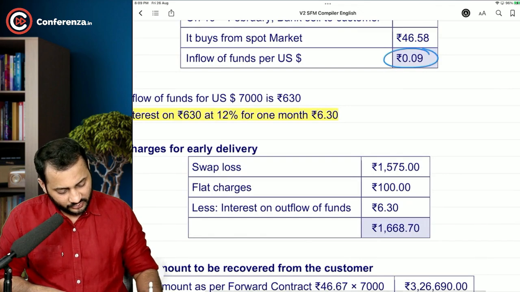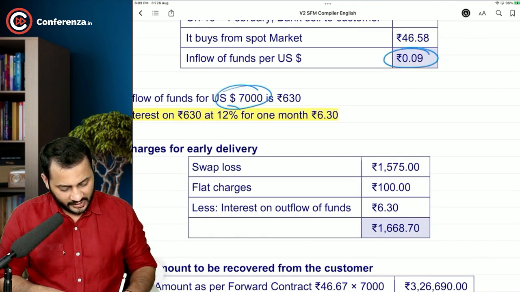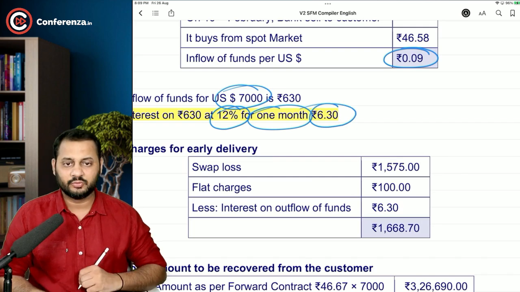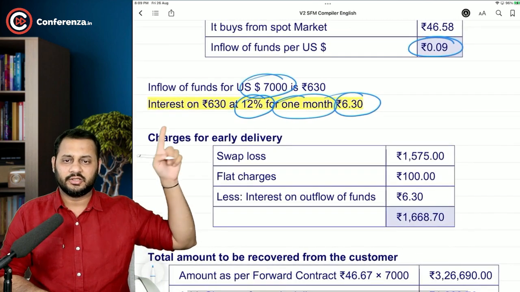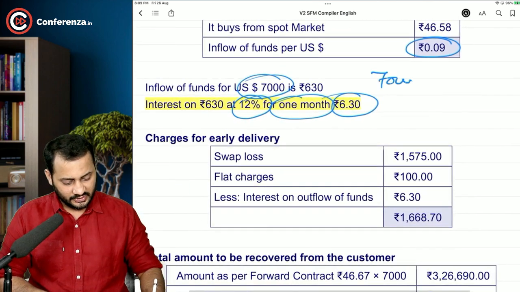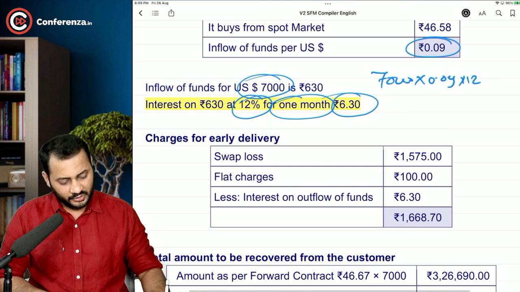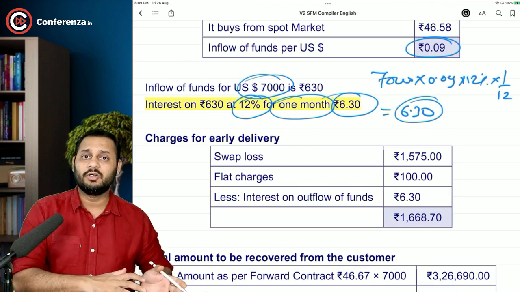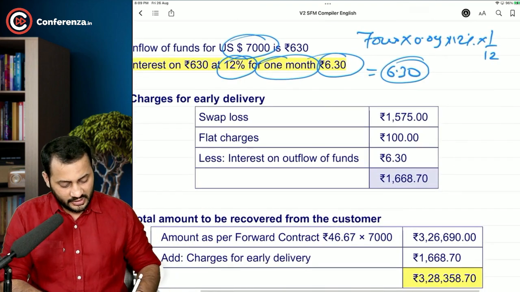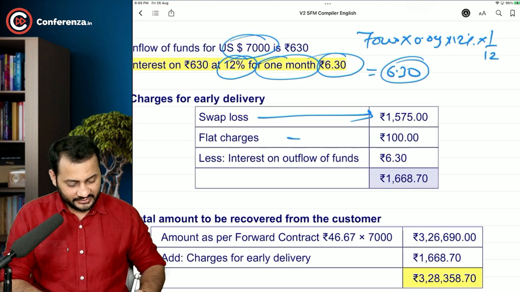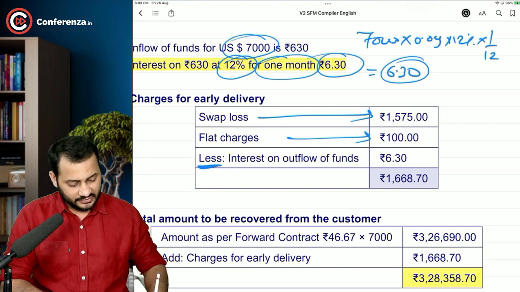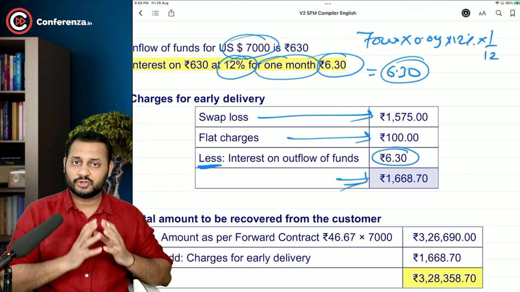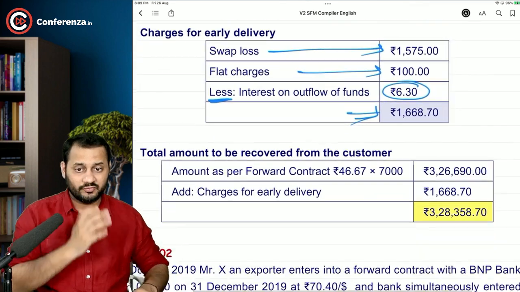See, 0.09 on $7,000 at 12% for 1 month comes to 6 rupees 30 paisa. For 12 months it comes to 630, I think. So it is 7,000 into 0.09 into 12% into 1 by 12. All of that is 6 rupees 30 paisa payable to the customer. Now understand, the swap loss is 1575, flat charges are 100, and less interest, because we have to make this payment to the customer, 6.30. So this is the total loss to be recovered from the customer, apart from the delivery of the original $7,000.